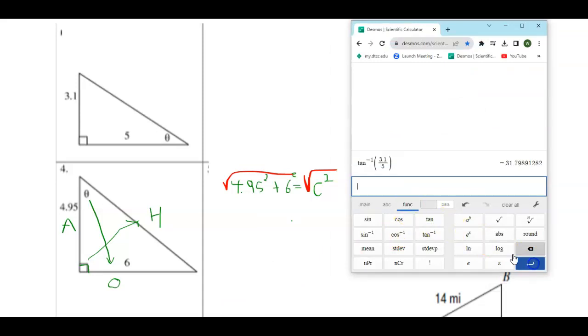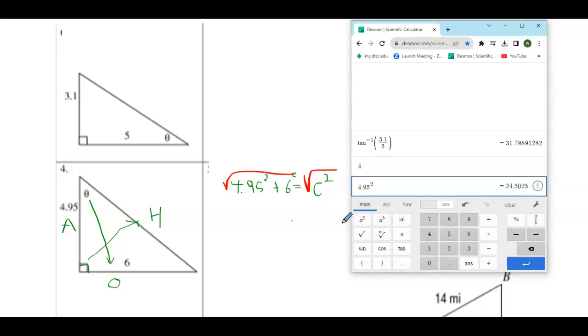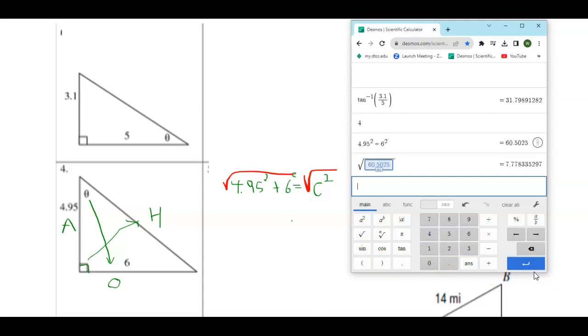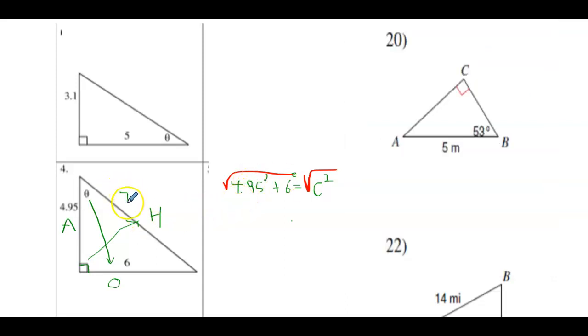So it's going to be 4.95 squared plus 6 squared. It equals, and then I want to take the square root of the answer. So that is correct. So 7.77 or 7.78 is the correct value for this side here, 7.78. Okay. So again, rounding is fine.